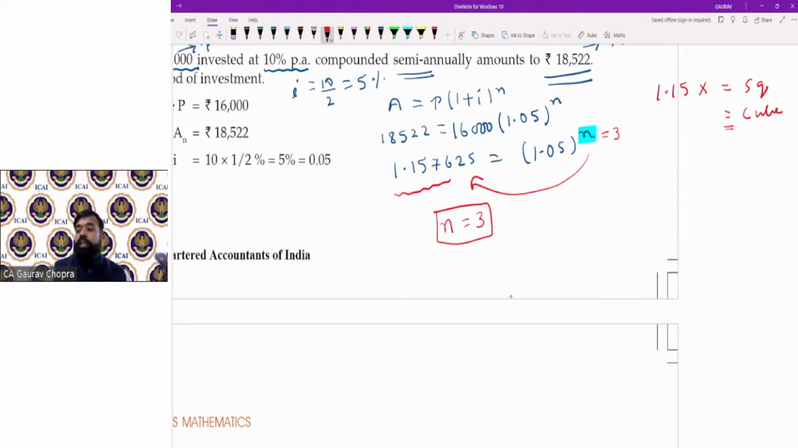Now, is this the final answer? No, 3 is not the final answer because 3 is 3 half years. So what is the total time period? For the total time period, we have to convert these half years into complete years. So 3 half years means 1.5 complete years. Therefore, time is equal to 3 divided by 2, that is 1.5 years. So this is your final answer.